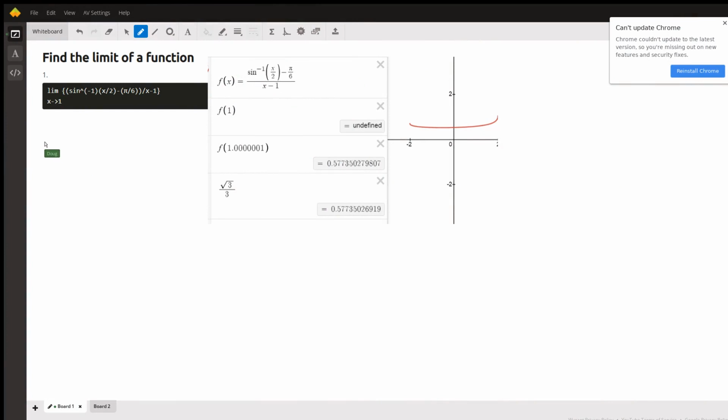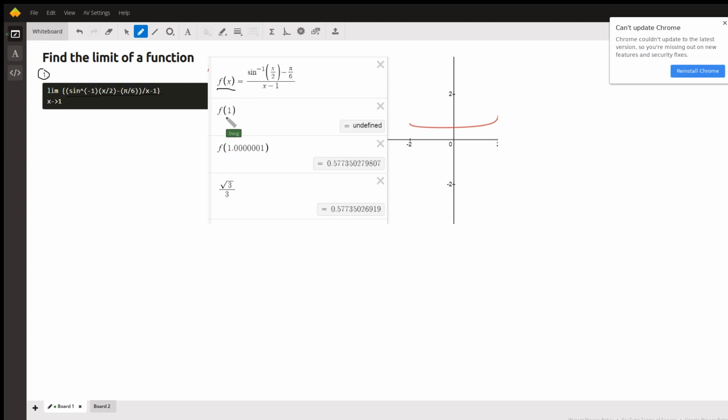Okay, this question was actually presented with three problems. I'm only going to answer problem number one, which is to evaluate the limit of this function right here as x approaches 1. Here is that function defined on Desmos.